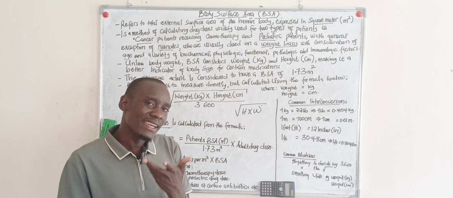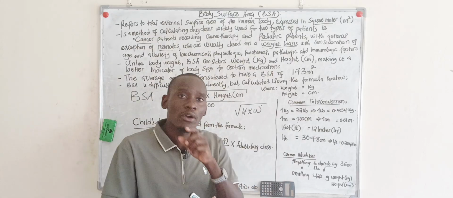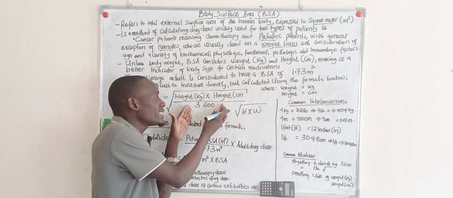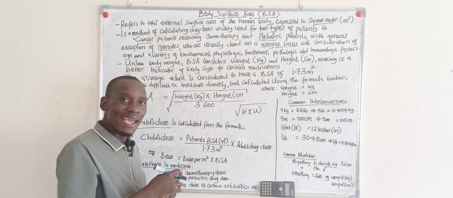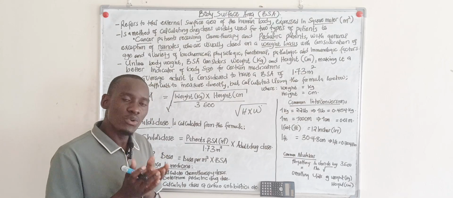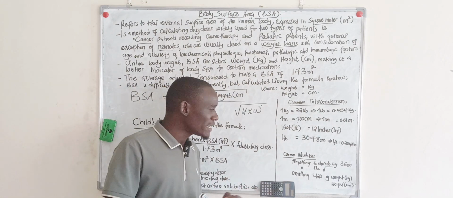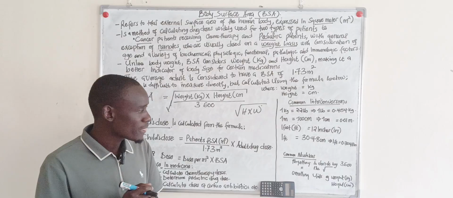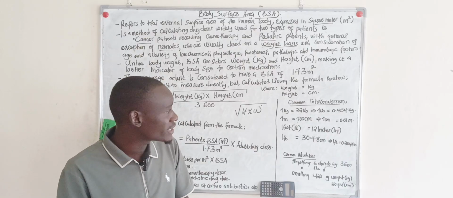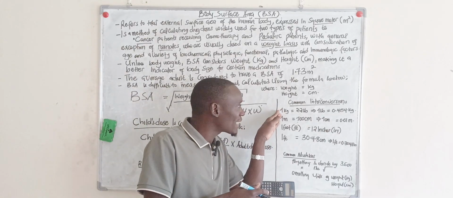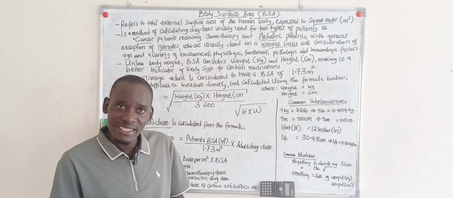What are the common mistakes that students often make? One is forgetting to divide by 3,600. Second is forgetting to apply the square root. These mistakes we mostly see when we are marking papers. Lastly, omitting units. We know that weight is measured in kilograms, so if it is given in pounds, you have to convert it into kilograms. And height is always measured in centimeters.